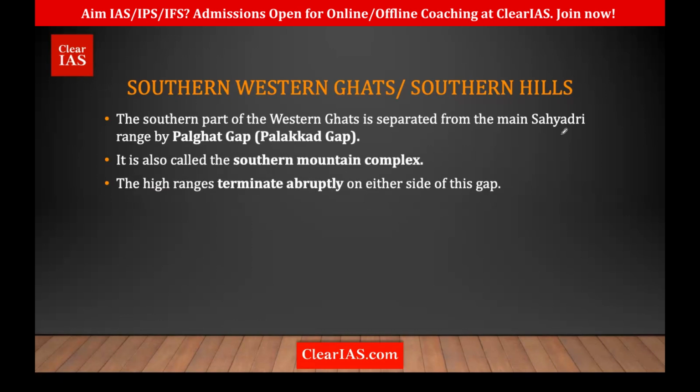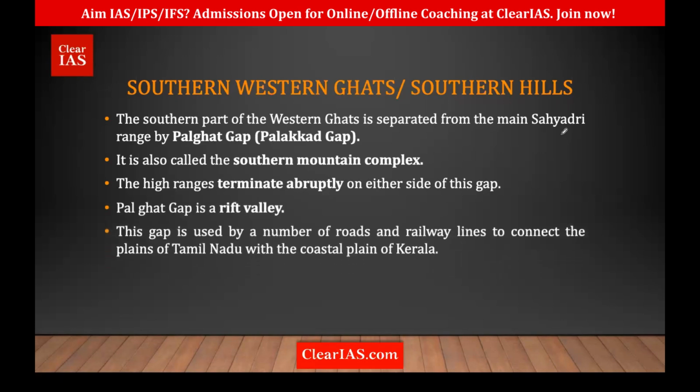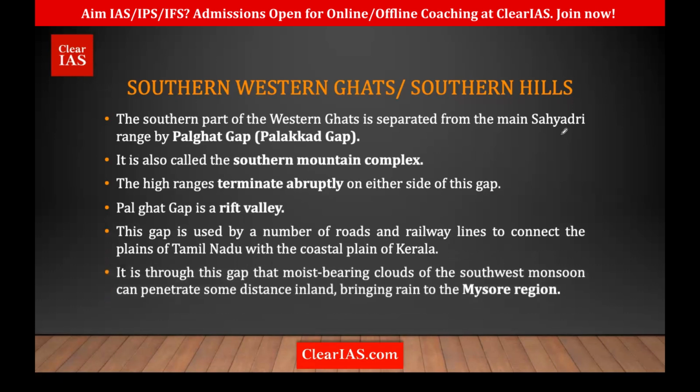Again, there's a gap below Nilgiris called the Palghat Gap. That is very important. That is one which connects what? The Kerala to the Tamil Nadu region. The high range terminates abruptly on either side of this gap, and it is also a rift valley. This gap is used by a number of roads and railways to connect both Tamil Nadu and the coastal plain of Kerala. This is the easiest connectivity to Kerala from what? The Deccan Plateau region or Tamil Nadu.